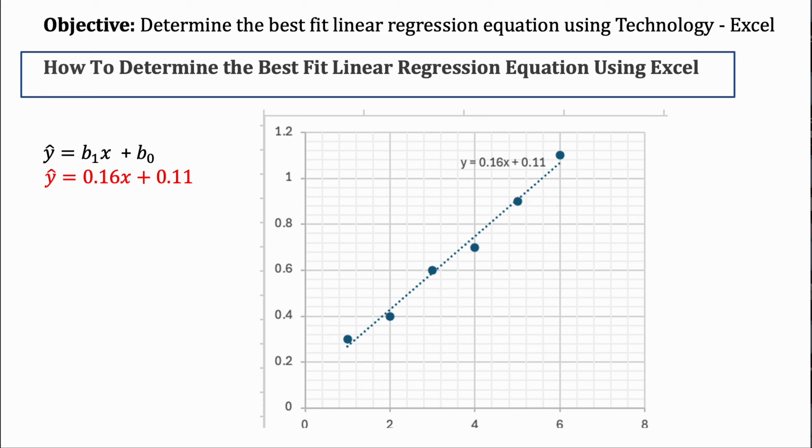So this is kind of my final result. You'll see my data has been entered. They put on there the line of best fit. I have the equation. So in this particular equation, my y hat would be 0.16x plus 0.11. So that's a little bit about how you use Excel to determine the best fit linear regression equation.